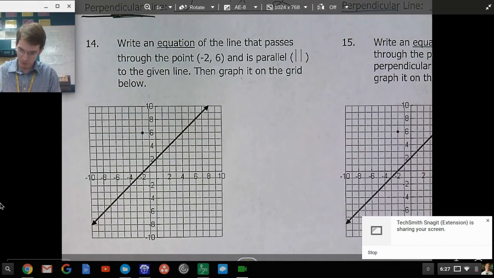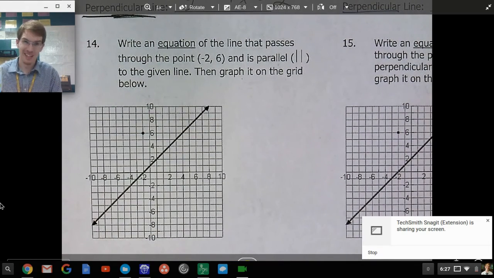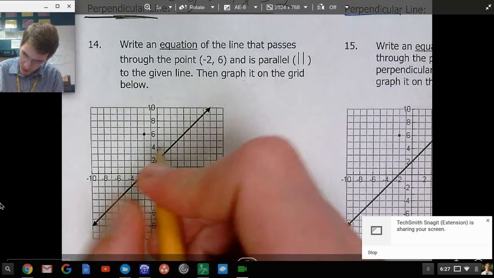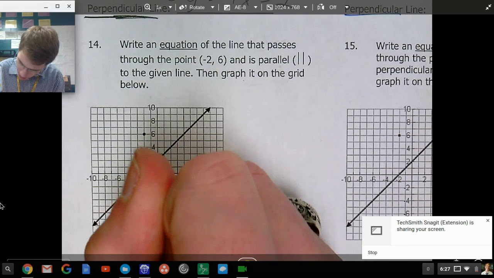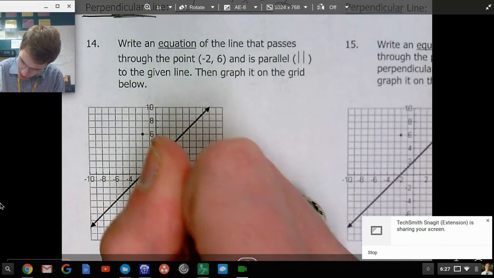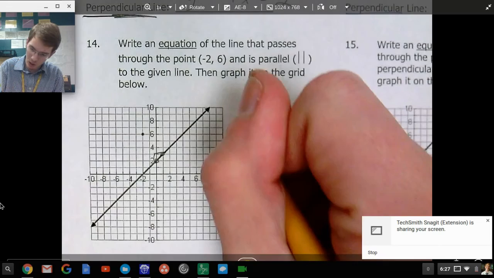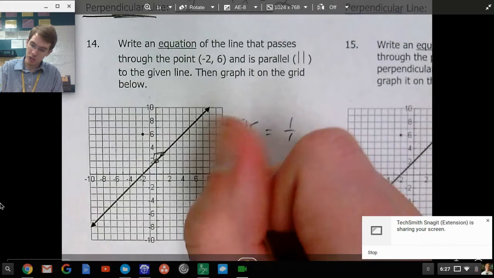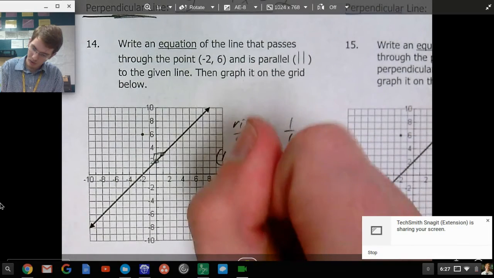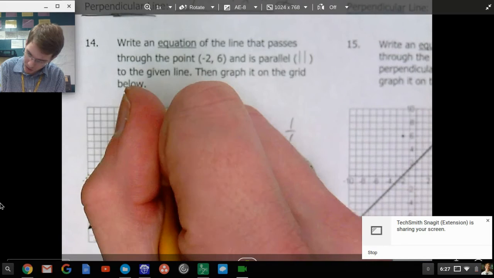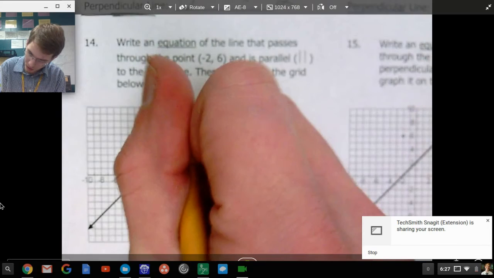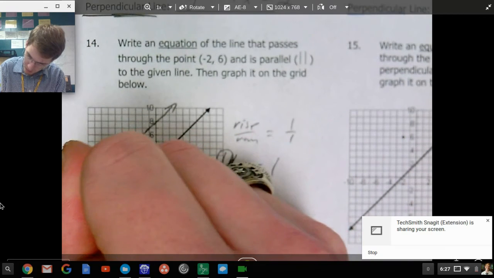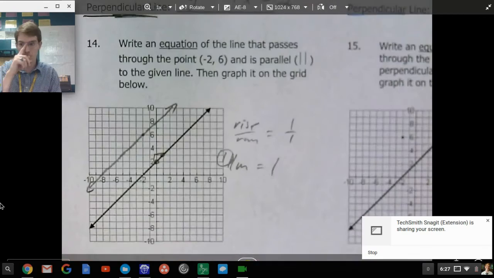Oh, you know what? I'm going to cut ahead of myself just a little bit. So it's parallel to this. What's the slope of this line? Let's see, it goes up 1. If I pick 2 good points, it goes up 1 and over 1. So that slope is 1 over 1. So my parallel slope is going to be 1. I'm just going to graph it right there, taking very good care to go through each one of those grid points.